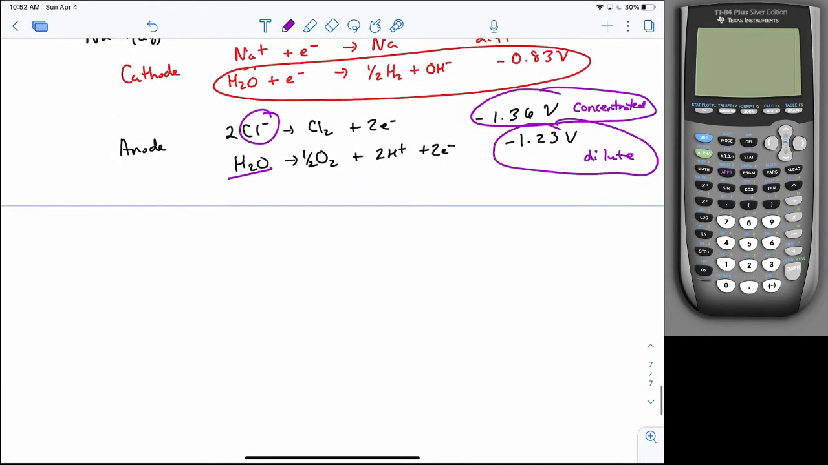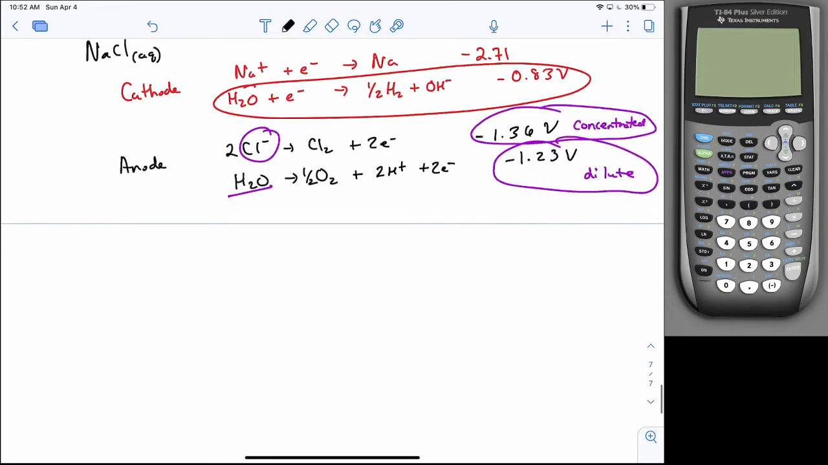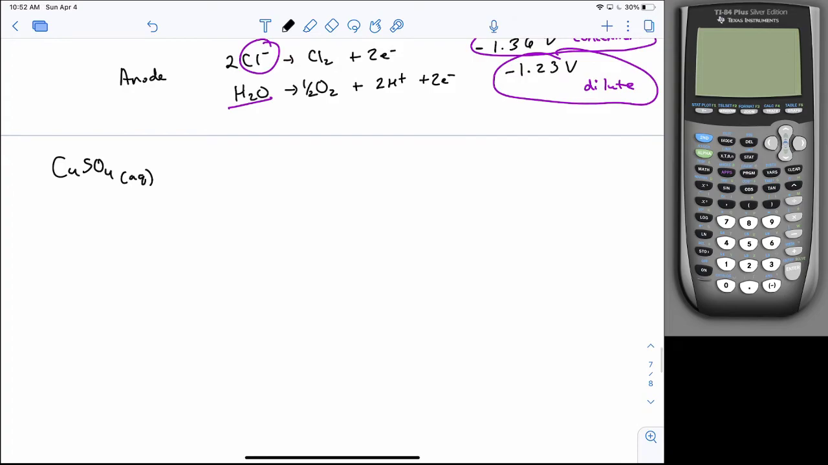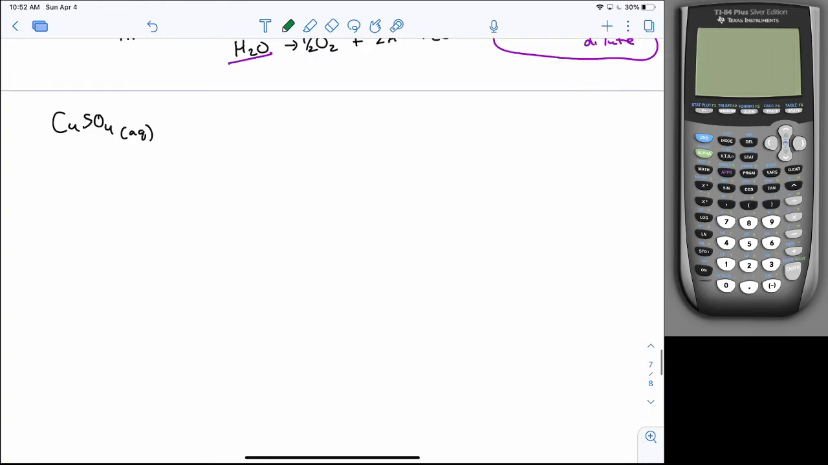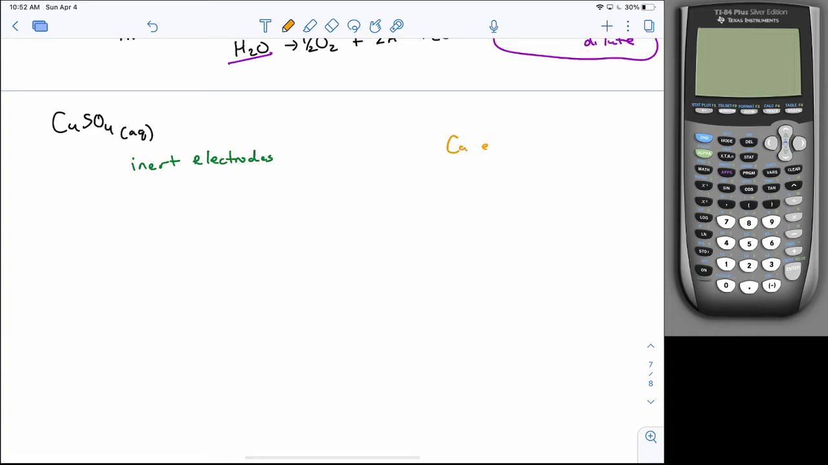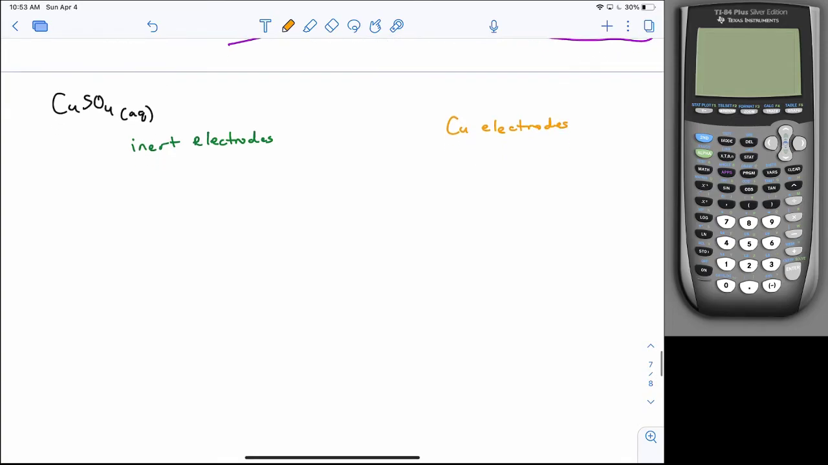Okay. The next two we'll talk about are copper sulfate ones. We'll do it a little differently this time because we have done this before, but we'll do it with inert electrodes and with copper electrodes.